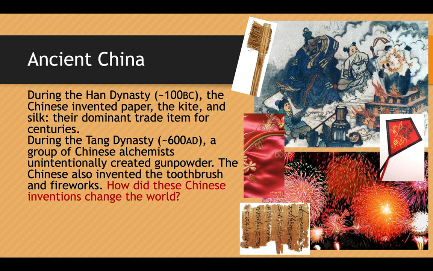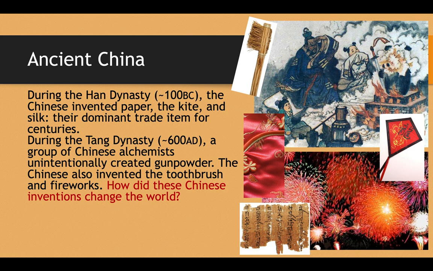As the legend goes, they were trying to make a potion that would make you immortal if you drank it, and while it was cooking in the cauldron, it exploded, and they inadvertently created gunpowder. This was first used to make fireworks and later to make bombs and guns and things like that.